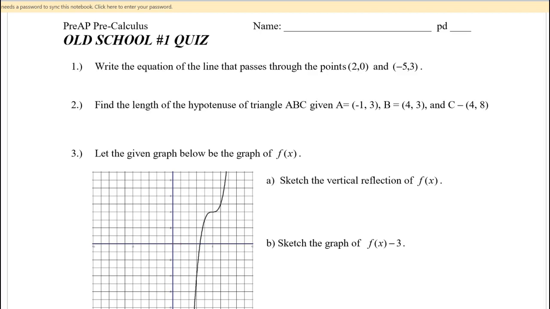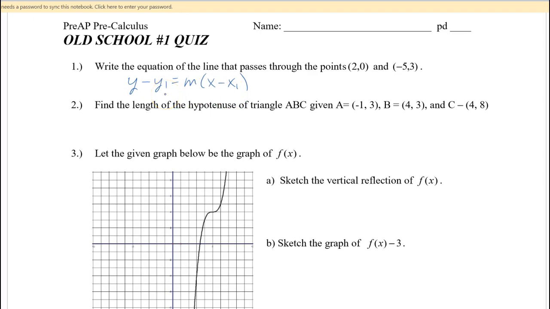I think the fastest is to know the formula, the point slope formula, which is y minus y1 equals m times x minus x1, where you just plug in the slope for m and take either one of these points and plug it in for x1 and y1.